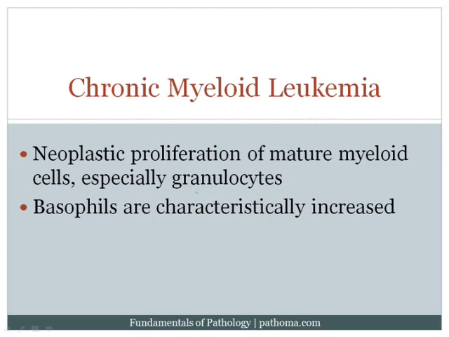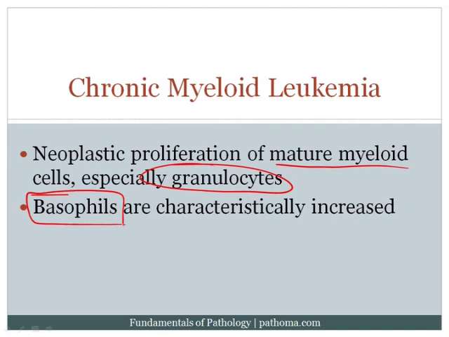The first of these is CML, or chronic myeloid leukemia. This is a neoplastic proliferation of mature myeloid cells, as I've already explained. However, the predominant cell are granulocytes. One characteristically increased granulocyte are the basophils. And this is very important. If you recall from the very first lecture that I gave in this chapter, when we see basophilia, it's highly associated with chronic myeloid leukemia. And you're going to see why this is important in a few minutes as well.